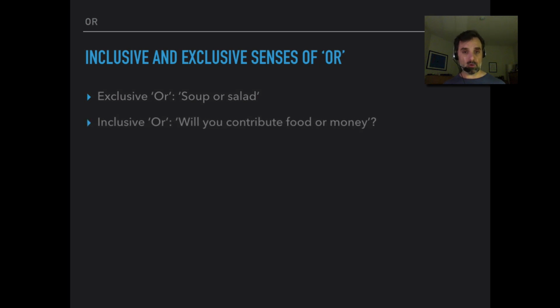You can pick one, and you can't have the other. There's also an inclusive or, which I might use when I ask, will you contribute food or money? And then a person says, oh, actually, I'll contribute both. I say, no problem. So what's the difference?